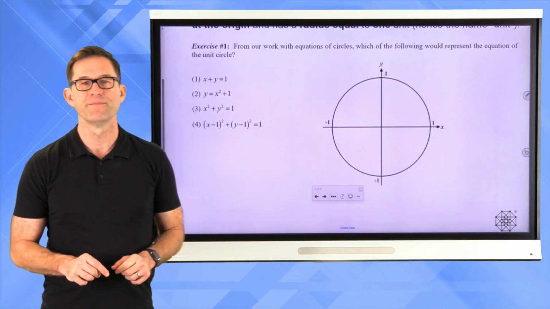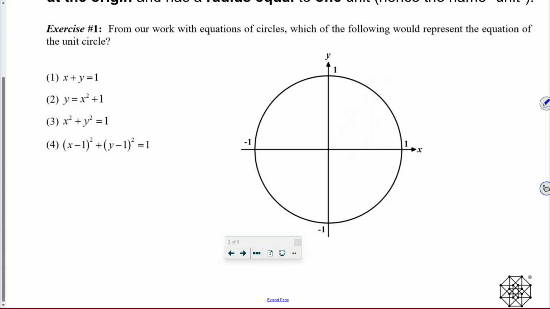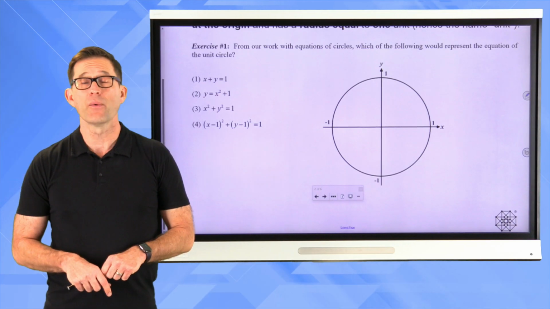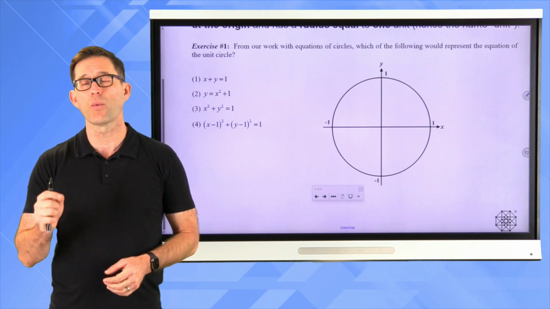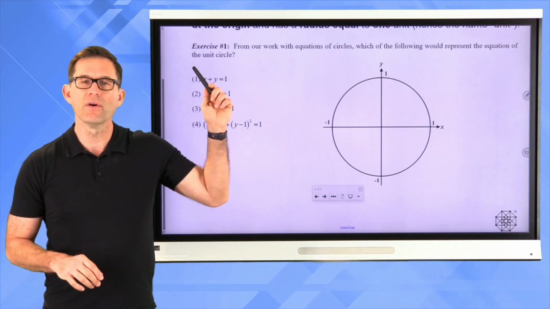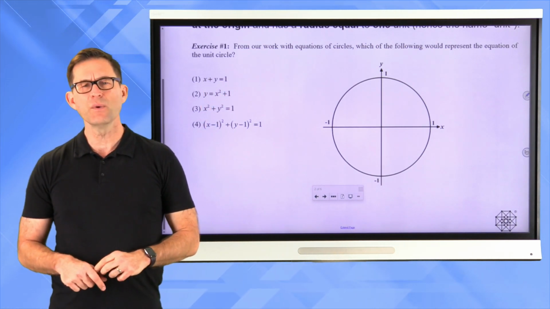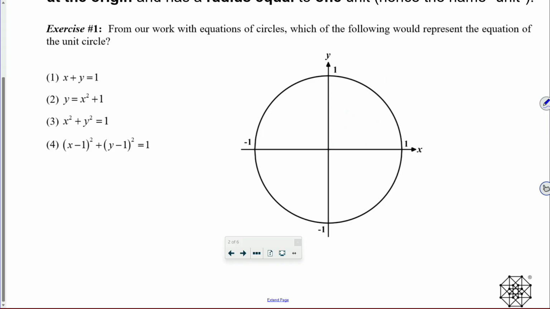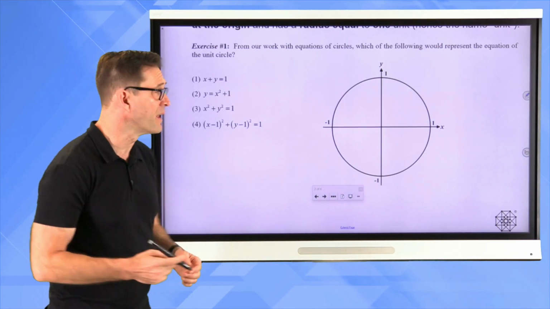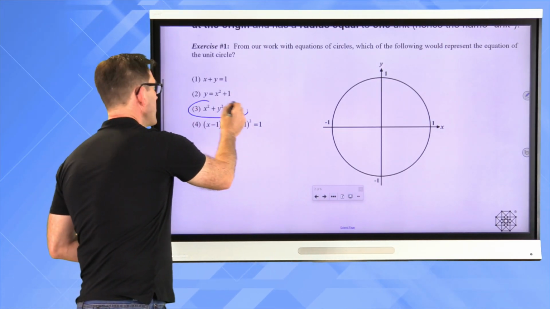Exercise number 1. From our work with equations of circles, which of the following would represent the equation of the unit circle? Now, we actually looked at the equations of circles earlier in this course when we solved linear quadratic systems. So take a look at these 4 choices and see which one you think is the equation of the unit circle. All right, well, I'm hoping that you chose choice 3.